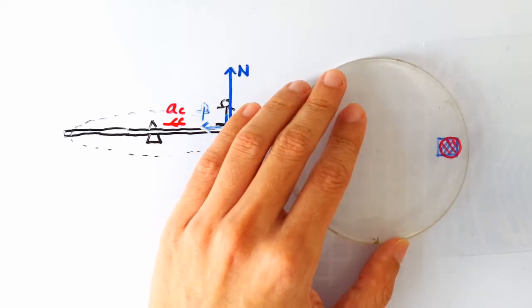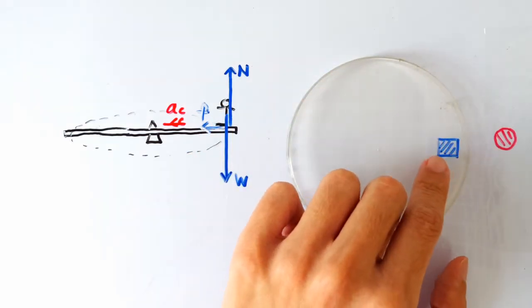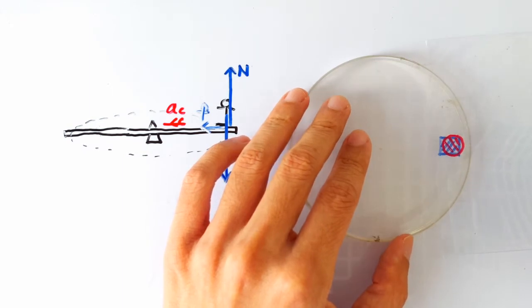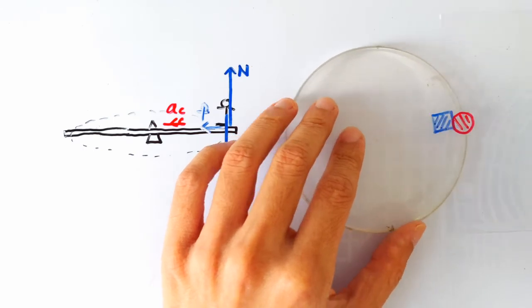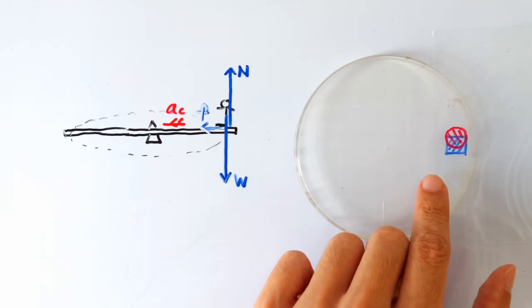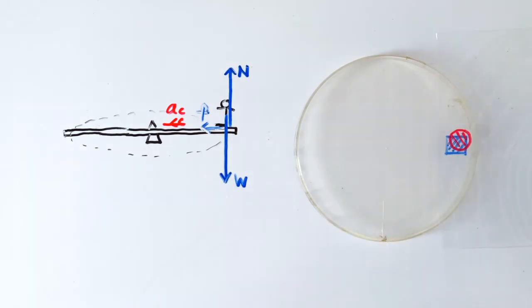So because of this tendency for relative motion, as far as the turntable is concerned, the buttocks of the child is trying to go outward, right, in the centrifugal direction. That's why the surface of the turntable will exert a frictional force on the child's buttock in the centripetal direction.